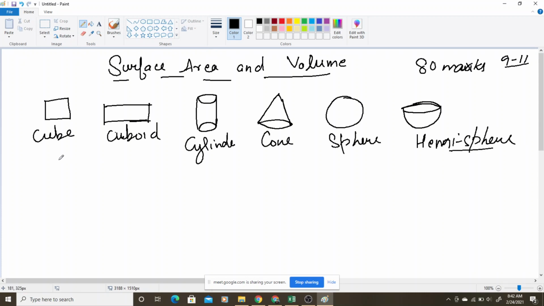All the formulae related to their CSA, TSA. CSA is curved surface area, TSA is total surface area, then volume. If you write the formula wrong, then you are not going to get any marks. I have seen some students write the volume of a sphere as 3 by 4 pi r cube. It is not the way, it is 4 by 3. So you have to be very careful while writing the formula.